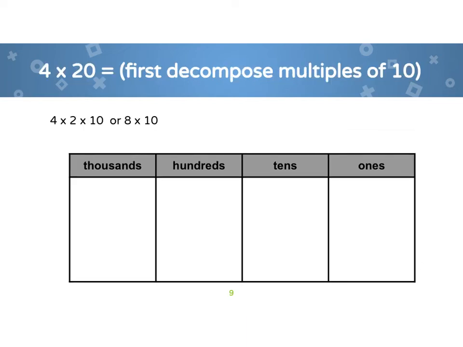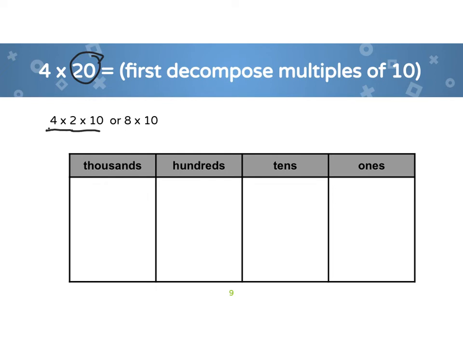Okay, this problem gets a little bit more complicated because we don't just have 10 here, we have 20. So before we multiply by 10, we want to break 20 down so that we have 10 as one of our factors. So we're going to first decompose multiples of 10. And if you look right here, I've done that for you. 4 times 2 times 10, because I know that 2 times 10 would equal 20, and then I add in my times 4. Or I could write it 2 times 4 is 8 times 10.